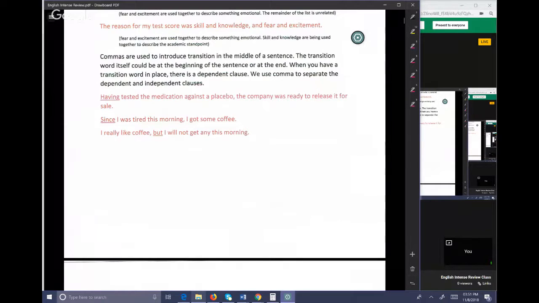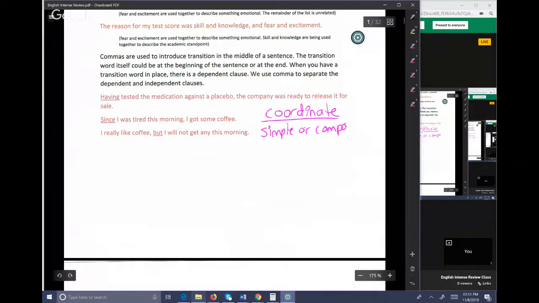And so a coordinate conjunction is what we find. And remember, coordinate conjunctions are not exclusive to compound sentences. They can be found in simple or compound. So you have something very unique with the fact that a subordinate clause is an absolute dead giveaway that it is a complex sentence structure.